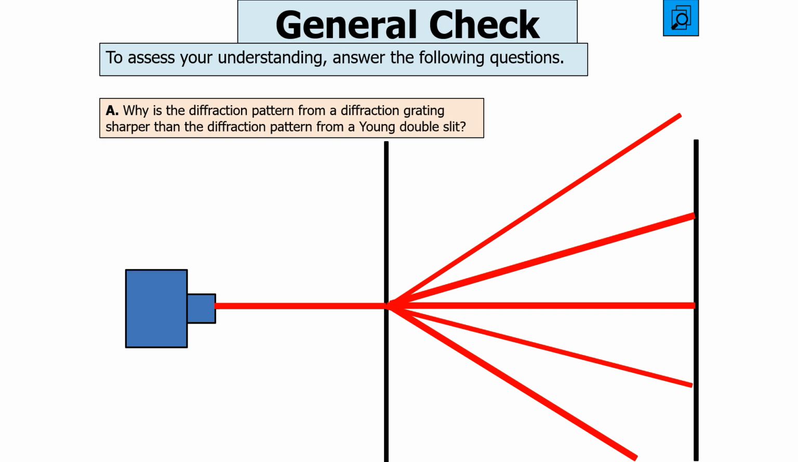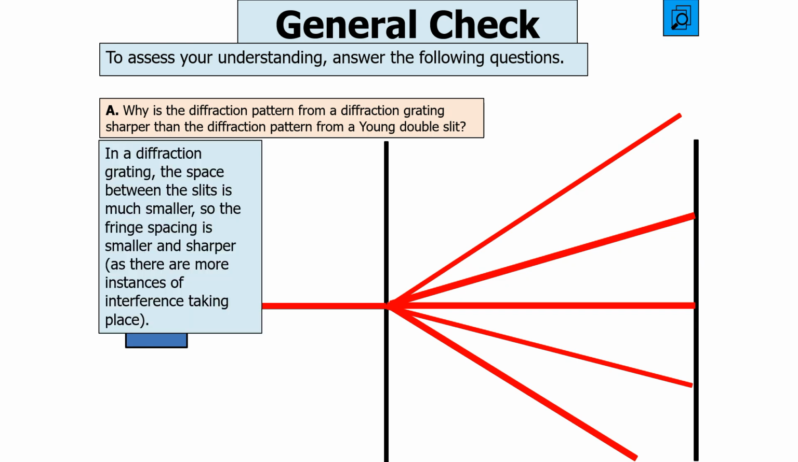The next question says, why is the diffraction pattern from a diffraction grating sharper than the diffraction pattern from a Young's double slit? Pause the video now, then unpause the video when you want to go through your answer. In a diffraction grating, the space between the slits is much smaller, so the fringe spacing is smaller and sharper, as there's more instances of interference taking place.